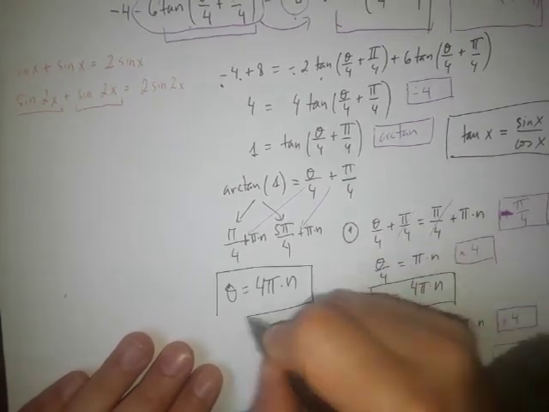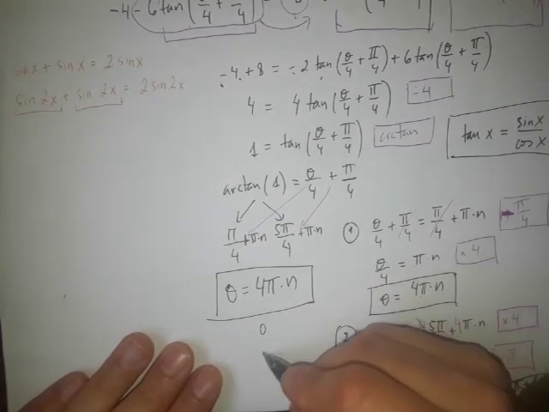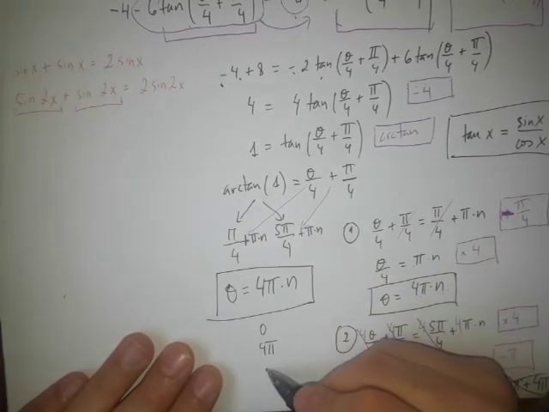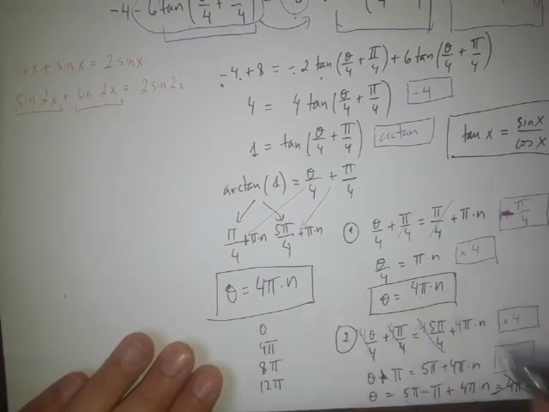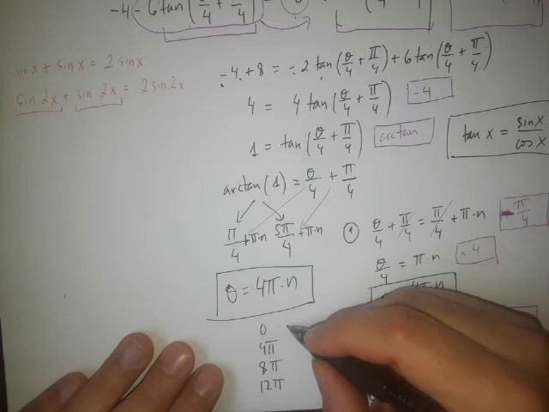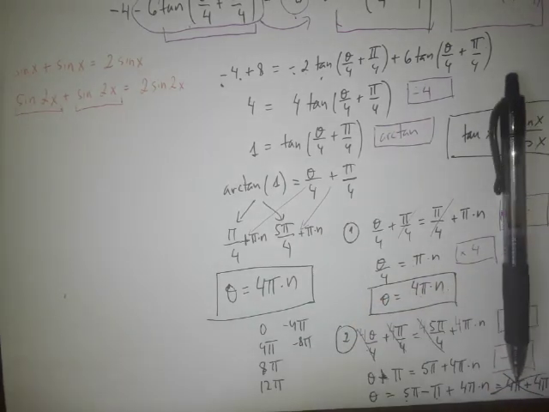So that means that we're going to have first solution at 0, right? 0, 4 pi, 8 pi, 12 pi, right? It's going to keep going. And also on the negatives, negative 4 pi, negative 8 pi, and like this. So let's see if that's right or not. Let's try to graph it.